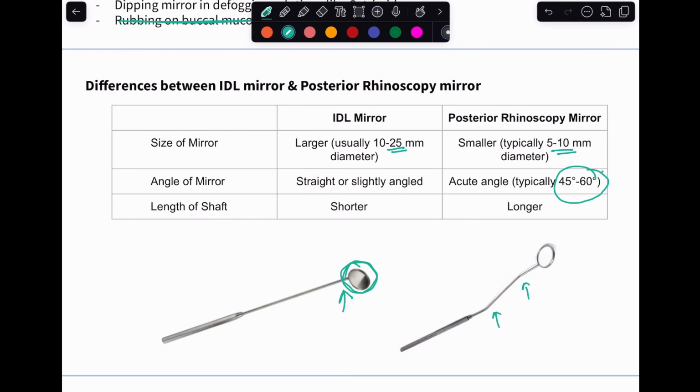And when you're asked to pick up, sometimes the examiners can actually confuse you. They'll have all the OPD instruments in front of you, and they'll just tell you, can you pick up the posterior rhinoscopy mirror? And then you see both these mirrors in front of you, and you can actually get confused, like, I forgot, which one is it? So this is how you'll remember it.